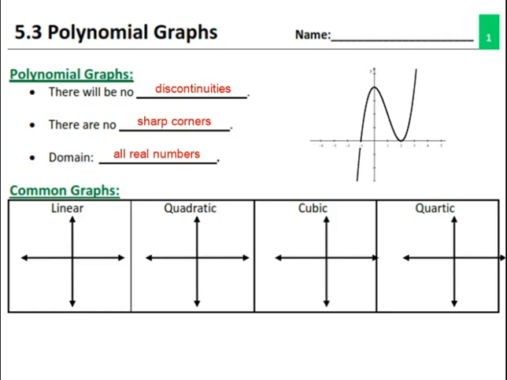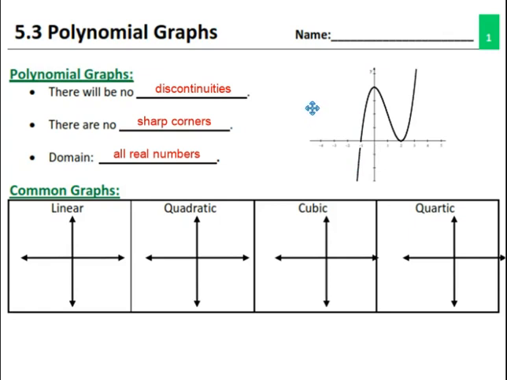Polynomial graphs, there are three specific things that we know about these types of graphs. There will be no discontinuities, so we're going to have these smooth curve-like graphs. You can think about this cubic graph right here, you can think about a quadratic, a parabola graph, but there will be no discontinuities, no holes, no asymptotes, no jumps. You can draw all of these without picking up your pencil.